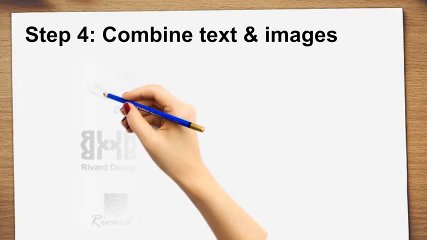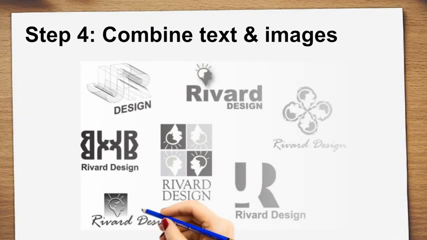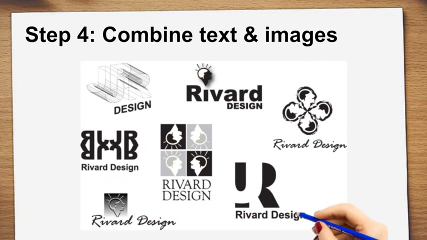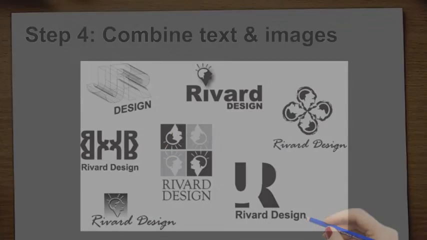Now that we have some images and text, we need to combine them. Select your favorites from the previous steps and explore different combinations. Try placing the text above, below, or to the sides of the images.